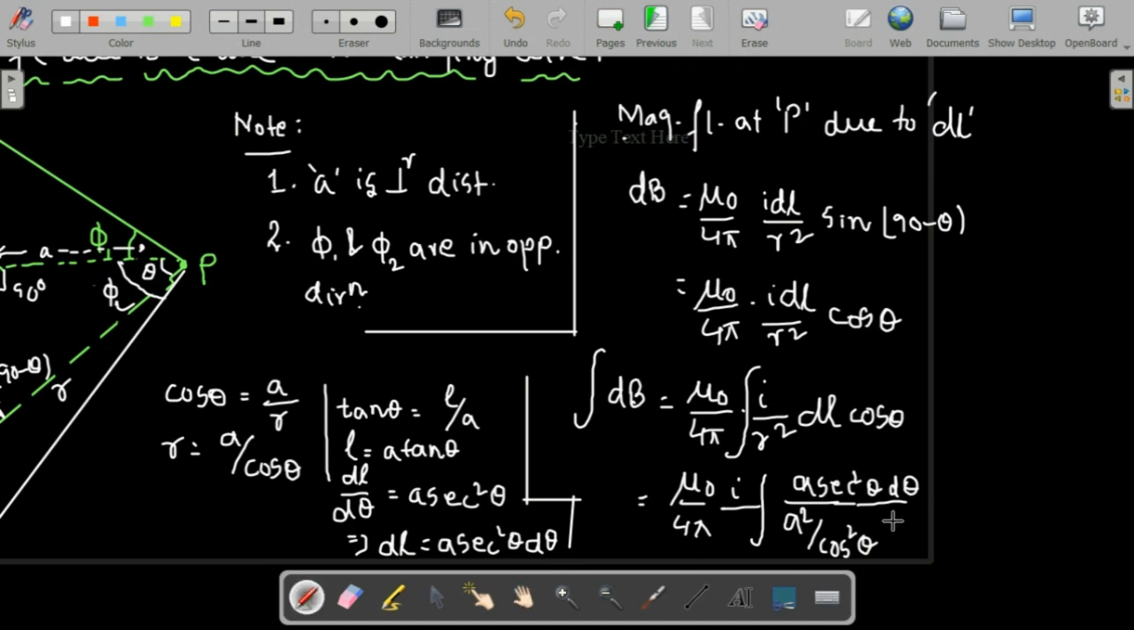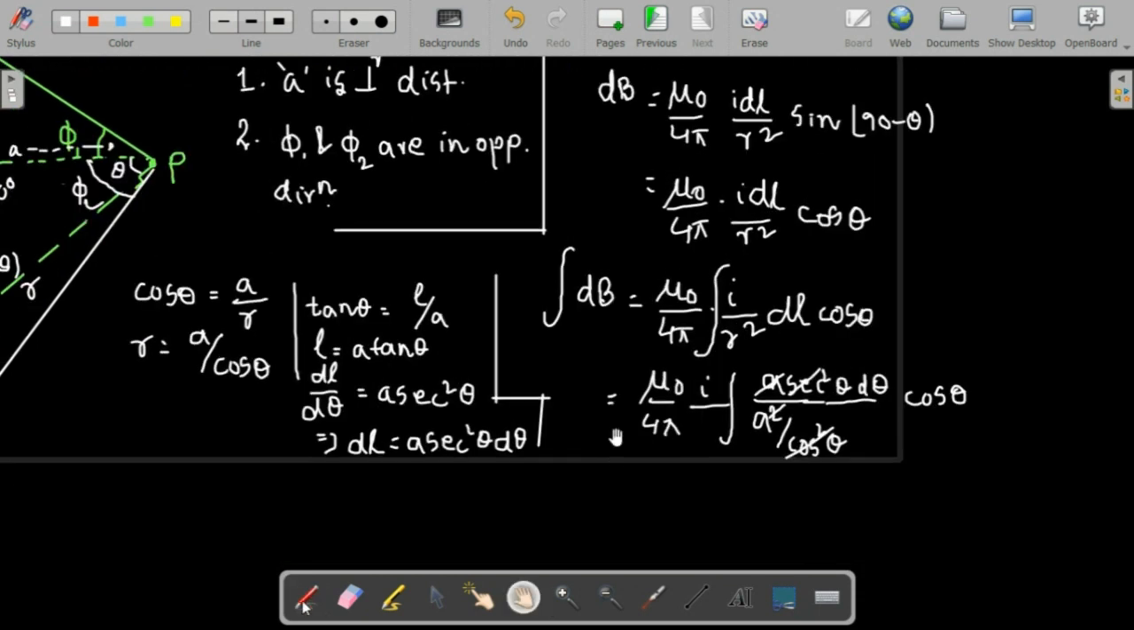Dl is done, and what is left is cos of theta. So a and a square get cancelled. This is sec square theta, 1 by cos square theta here is also sec square theta, so this and this will get cancelled out, right? The square theta will also get cancelled out, so things become more simplified. So we can write it down as mu naught by 4 pi into I divided by a, the perpendicular distance, which is constant and not changing. In the integration, we are left with only cos theta d theta.